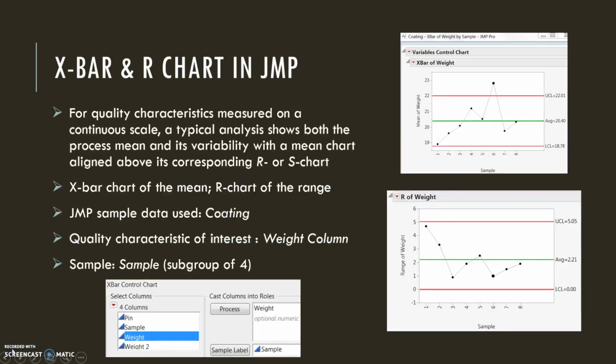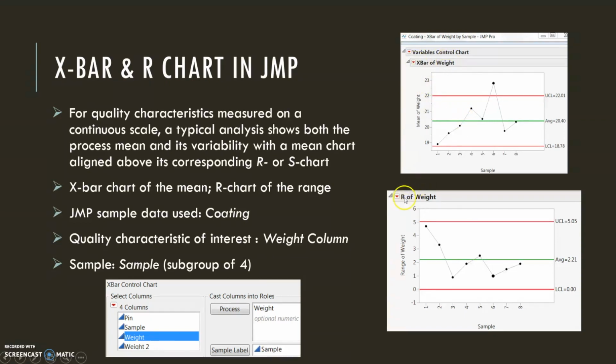So in this video we're going to be looking at more charts in JMP. The first two that we'll be looking at are the X bar and the R chart. These can be used to measure quality characteristics on a continuous scale. A typical analysis shows both the process mean and its variability, with the mean chart aligned above its corresponding R or S chart. So these two figures would pop up in the same window for you.